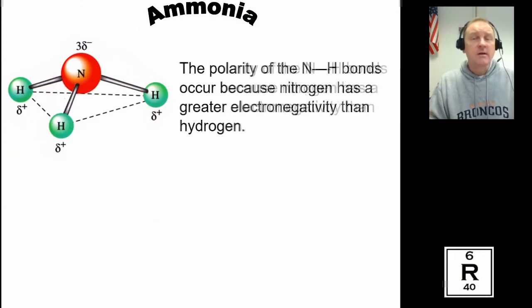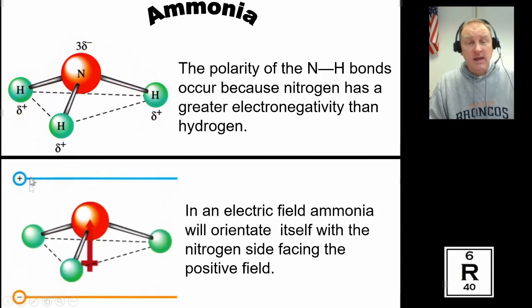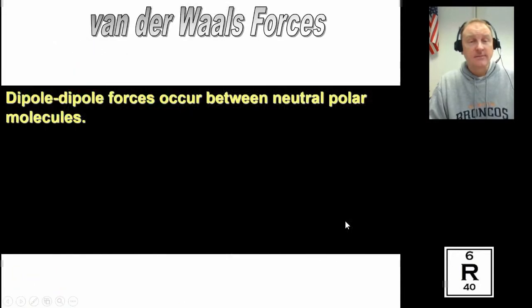Ammonia is another polar molecule that has a partially positive side and a partially negative side. It has a dipole moment. The nitrogen is more electronegative than the hydrogens. So we have a partially negative side here where the nitrogen is, and where the hydrogens are, on the other side of the ammonia molecule, is partially positive. If you put ammonia in an electric field, the nitrogen will face towards the positive side of the electric field, and the hydrogens will face towards the negative side. And here is a dipole moment that can be used to help illustrate that.